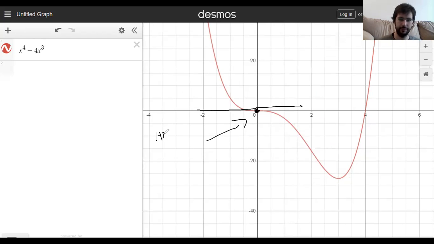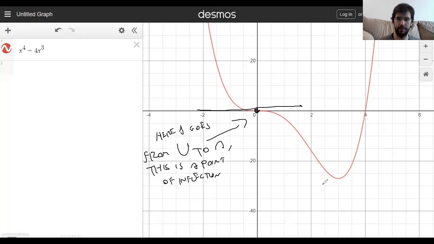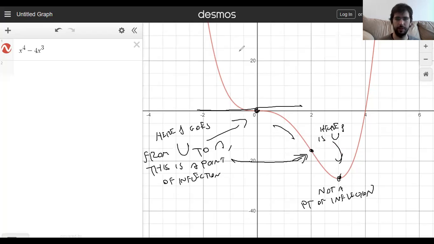So here, f goes from concave up to concave down. This is a point of inflection. If you look at this critical point, here f is just concave up, so this is not a point of inflection. And here, this is not a critical point, but f goes in the other direction: f goes from curving down to curving up. So this is another inflection point.